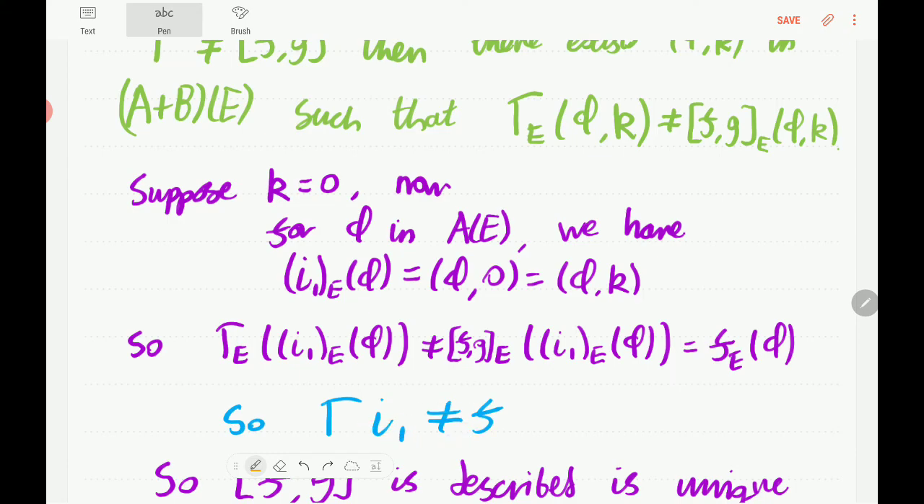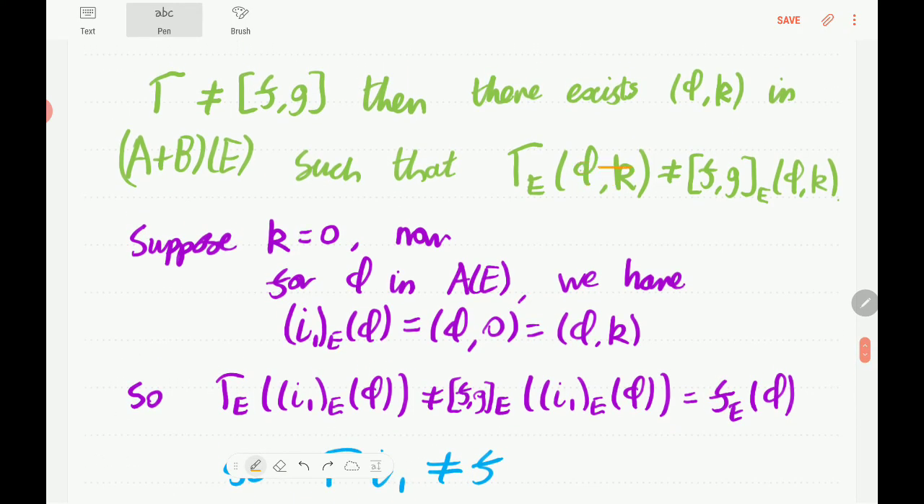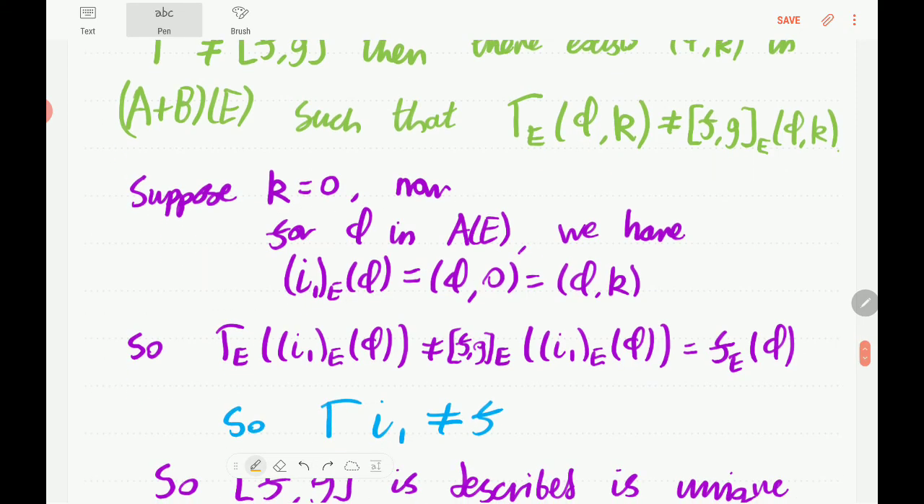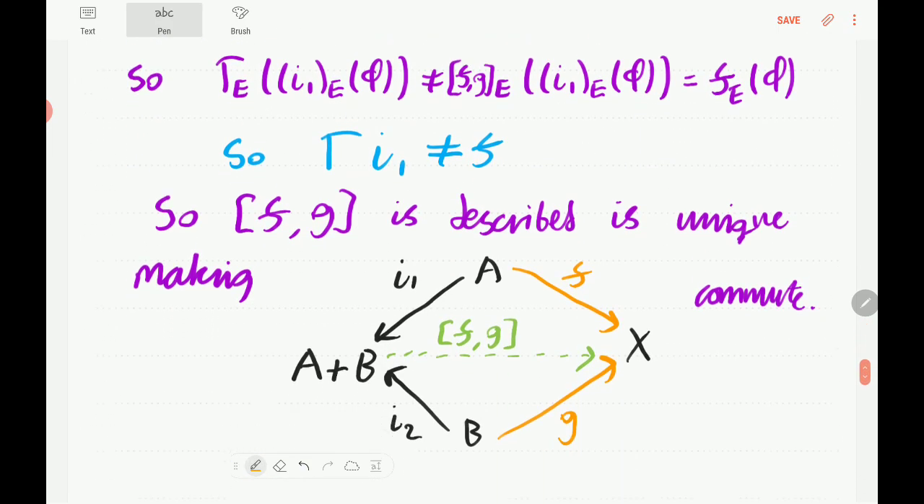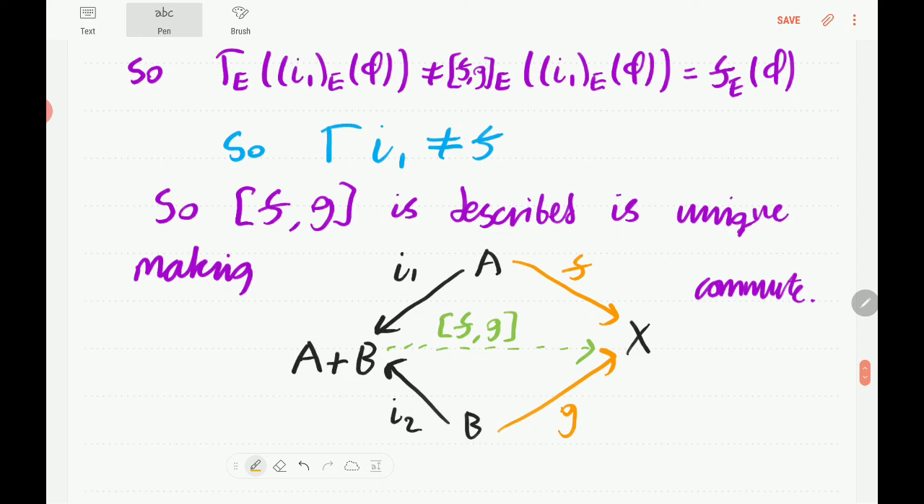So this is the case we get when we suppose that the gamma comma k for which this fails has k equals 0. If we had k equals 1 instead, then we'd get that gamma after I2 does not equal g. So either way, if we use any arrow gamma that's different from f comma g, then it's not going to make this diagram commute. So that means that this f comma g is indeed the only arrow which makes this diagram commute. And that completes the proof that we have the coproduct a plus b of a and b.